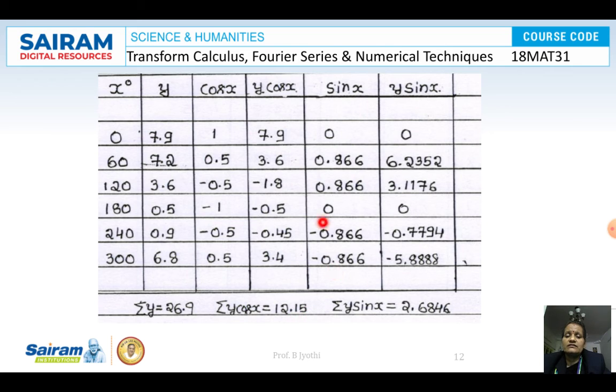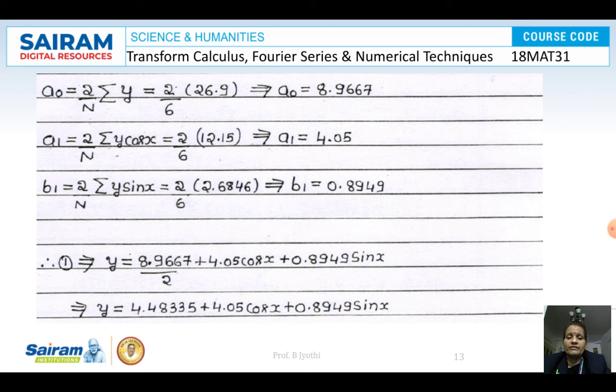Next we will calculate sin x. That is sin of 0 is 0, sin 60 is 0.866, that is root 3 by 2, and sin 120 is also the same value. Sin 180 is 0 and so on. Then after that y is to be multiplied with sin x. Therefore we get 2.6846 as the sum of y into sin x. Now with these values we need to compute a0, a1 and b1.